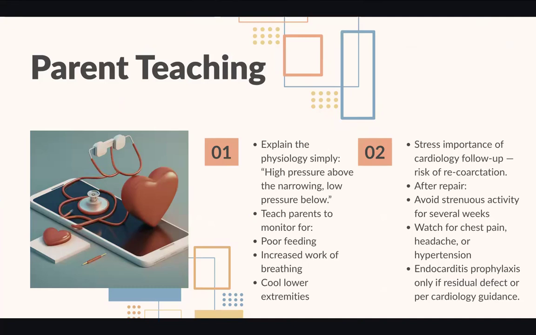For our parents, we're explaining the pathophys and overall physiology of the condition to them very simply, which is just going to be there's a high pressure in their upper body because of the narrowing, and then that narrowing is causing low pressure because there's not enough blood flow to the rest of their body. That is sometimes an easier way to explain it to them. We're also going to teach them to monitor for that poor feeding, that increased work of breathing, those cool lower extremities.